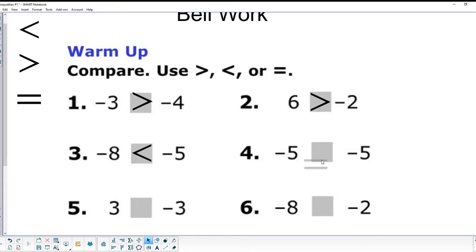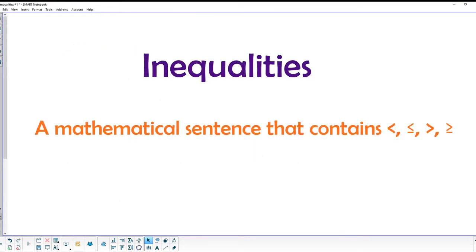-5 and -5, those two are equal to each other. 3 and -3, I think 3 is definitely greater than -3. And -8 and -2, -8 is less than -2. All right, moving right along.